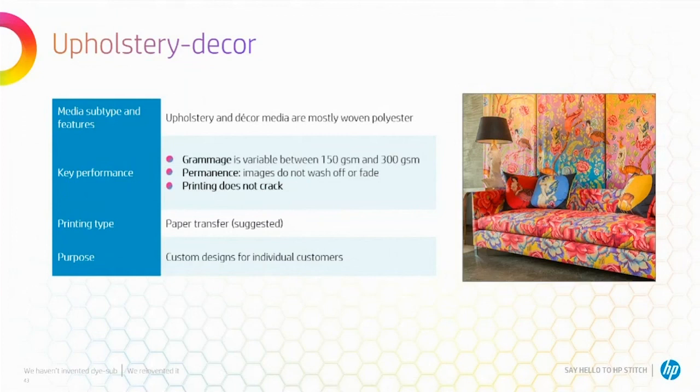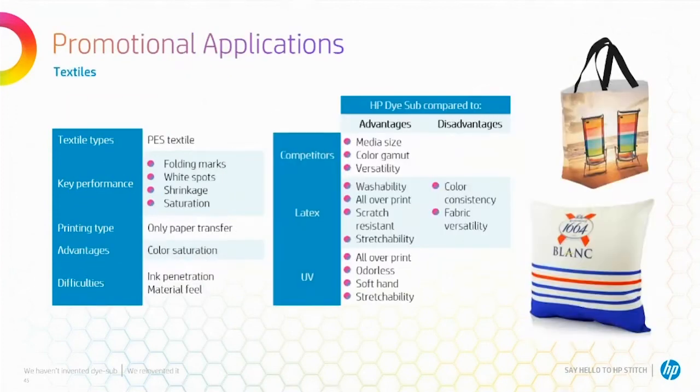So key performances here: grammage of the material. That's a pretty high grammage for paper. Performance, images don't wash off, they don't fade, they're very good for the upholstery market. Paper transfer is suggested and mainly used in this market. And then the purpose is to have custom designs for your individual customers.